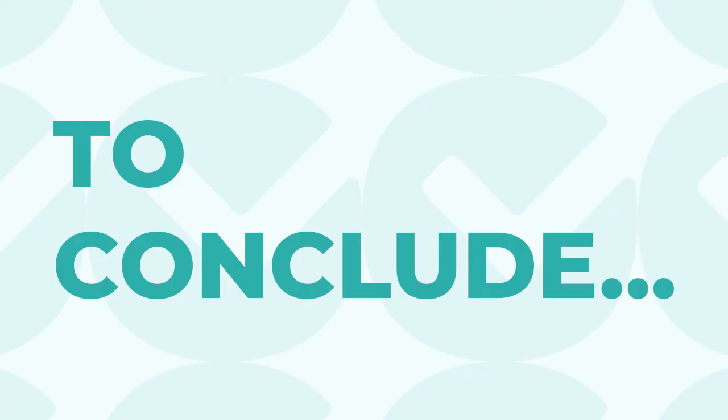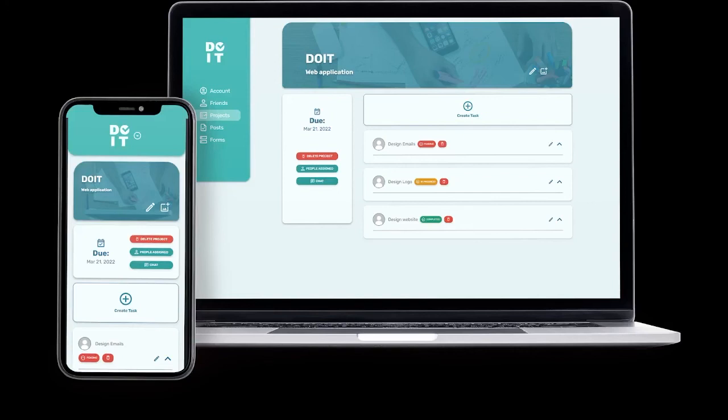Doit is a platform that makes organization and working in groups easier. The platform is a gathering of all the essential tools needed for creating an ideal project.